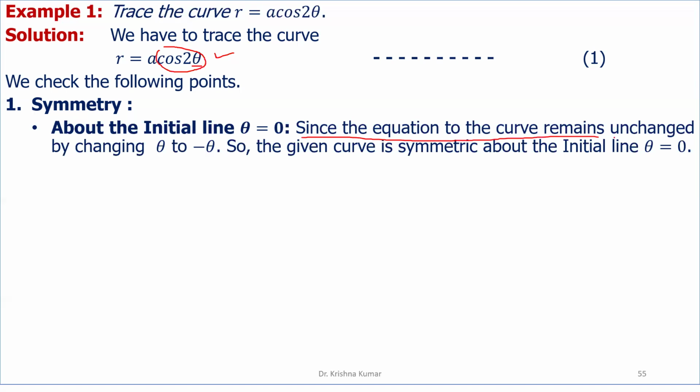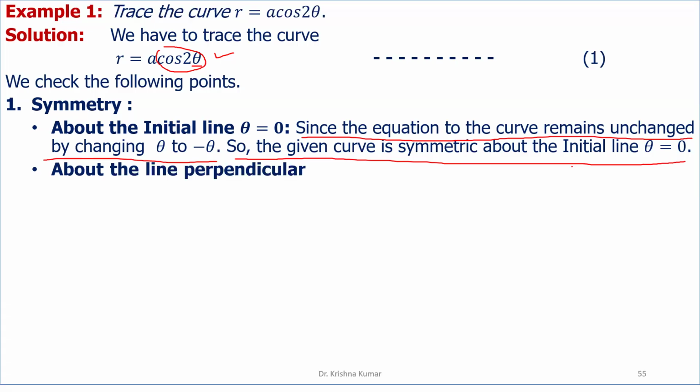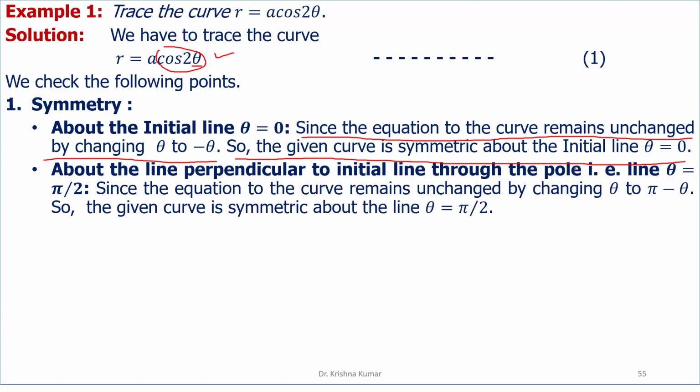Since the equation of the curve remains unchanged by changing theta to minus theta, the given curve is symmetric about the initial line theta equal to 0. Similarly, the second is about the line perpendicular to the initial line through the pole, that is the line theta equal to pi by 2. If we replace r by minus r and theta by minus theta, the equation will be changed, so we are not able to check the symmetry about the line theta equal to pi by 2 using the first condition.